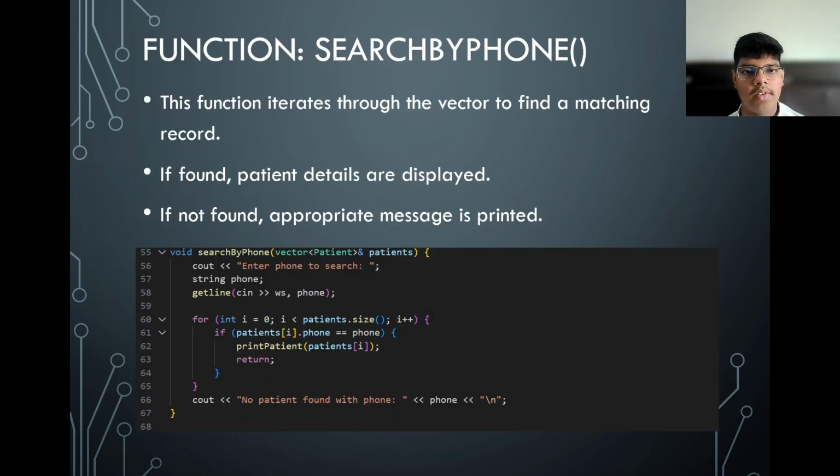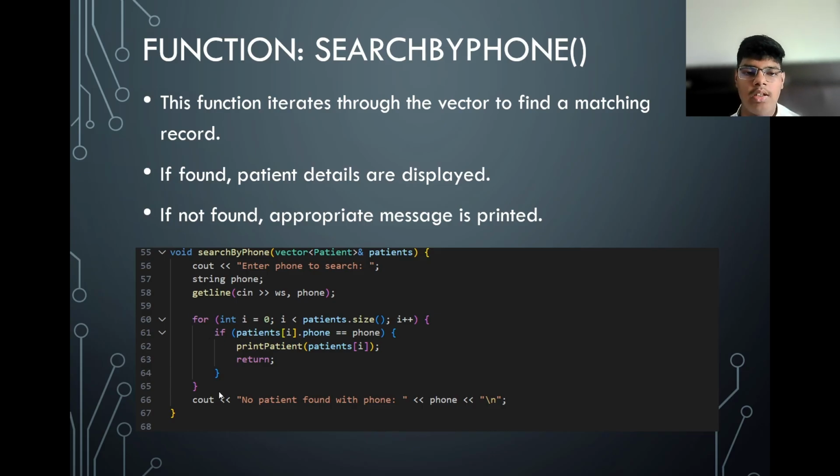So now let's see our next function, which is search by phone. If a patient does not remember his ID, he must remember his phone number, because of which we can use it to find his records. So again, this is the basic syntax for function defining. Then we have cout asking the user to input his phone number. We have used a string to take the input, and then getLine to store the input in the string phone.